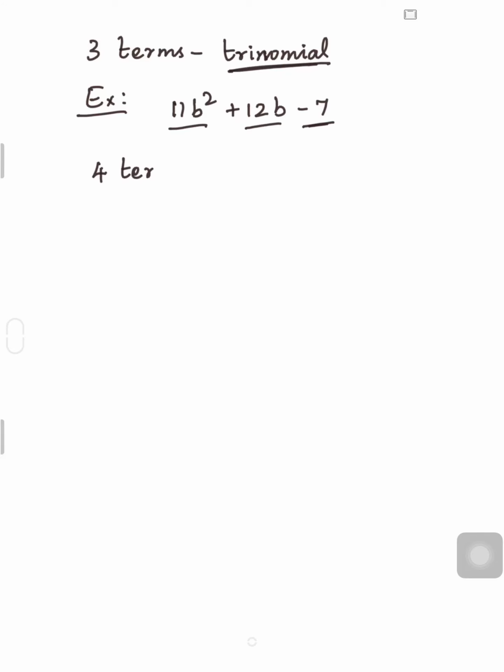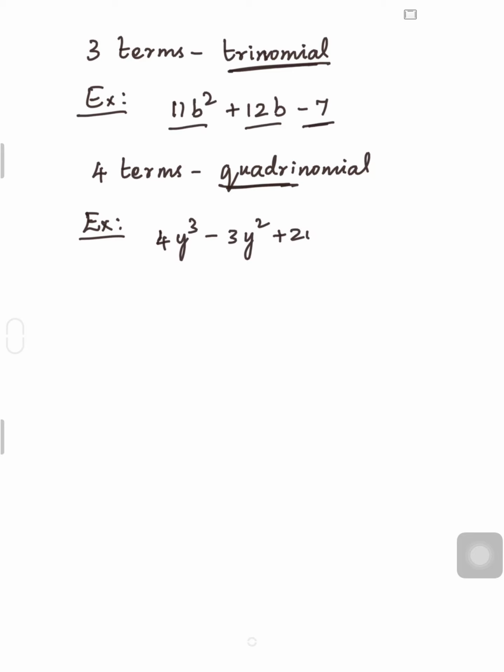When an algebraic expression has 4 terms, it is called a quadrinomial. You know quadri means 4. So quadrinomial means 4 terms. One of the examples is 4y cube minus 3y squared plus 2y minus 8. Here 4y cube is one term, minus 3y squared is another term, 2y is another term, and minus 8 is another term. So totally there are 4 terms, so it is called a quadrinomial.